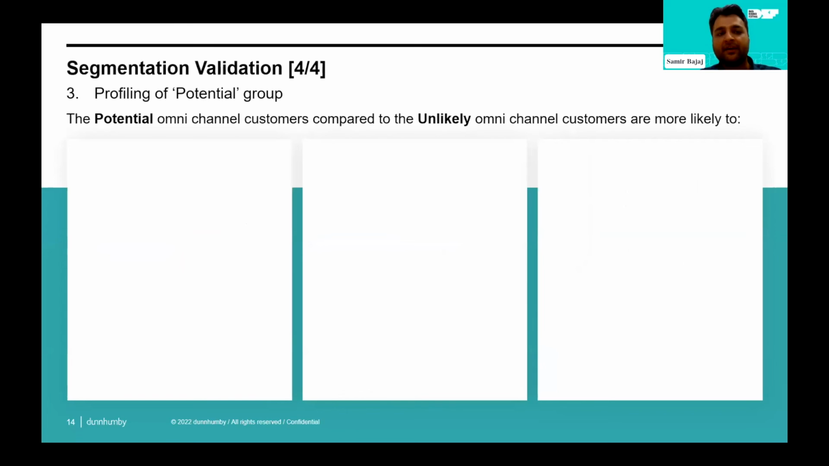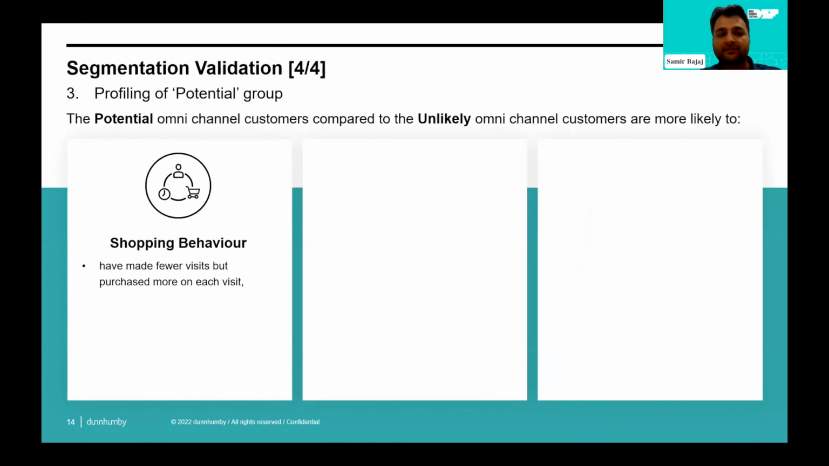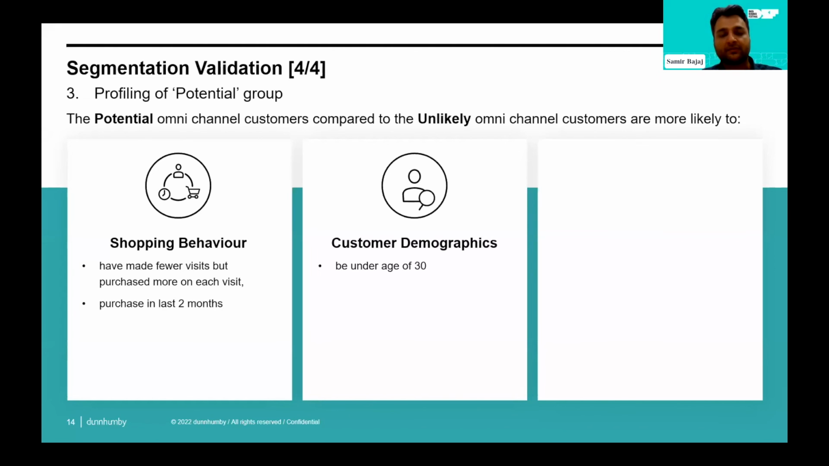Finally, is the profiling of the potential group. So here we compare how they perform on some KPIs. The comparison is between, again, potential and unlikely omni-channel customers. And first, we observe the shopping behavior. So the potential customers are those who have made fewer visits, but purchase more on each visit, which is very typical online shopping behavior, that we tend to buy more and more in one visit. And also they were recently engaged with the retailer. So they have made a purchase in the last 2 months.